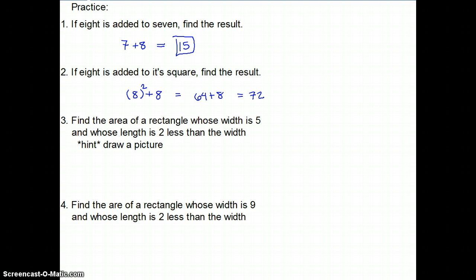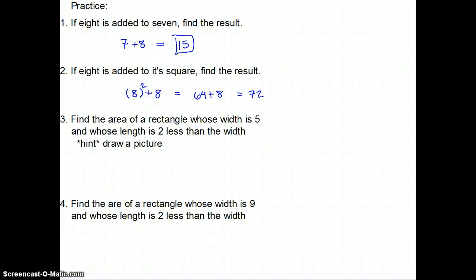Third, find the area of a rectangle whose width is 5 and whose length is 2 less than the width. I'm going to draw a quick picture. Anytime you're dealing with an application problem that has a shape, I highly suggest drawing a picture so you can visualize what's happening. Here's my rectangle.